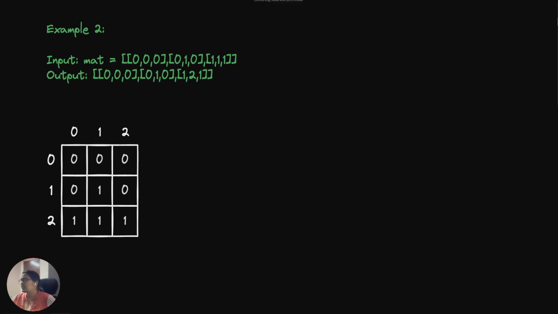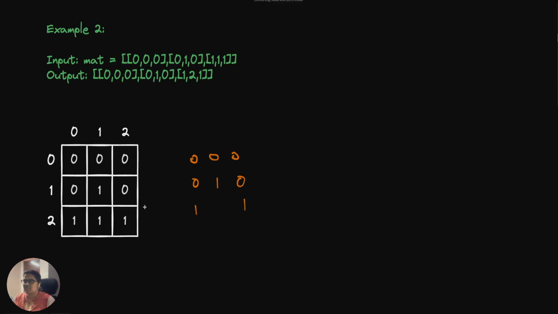Okay, let's look at another example. Here, similarly, for all zeros the output matrix will still be 0. So all zeros are 0. For this one, the nearest 0 can be any of these, so the distance would be 1 because you have to travel one cell. Similarly, for this one, there is a neighboring 0.